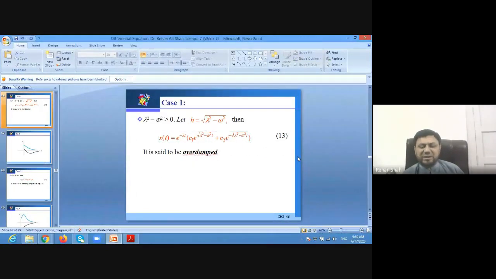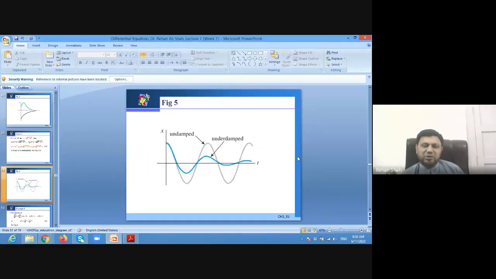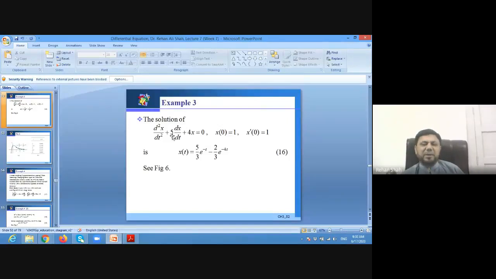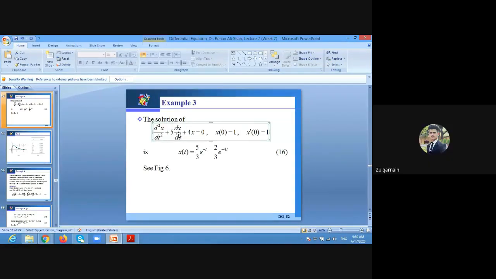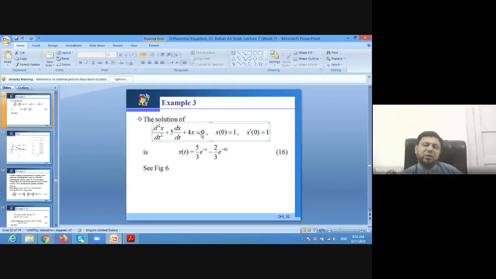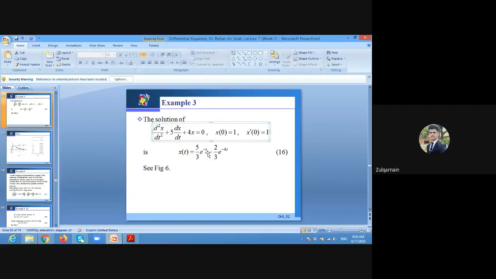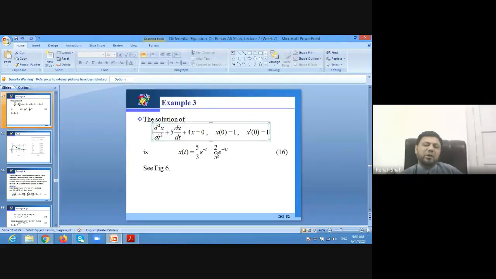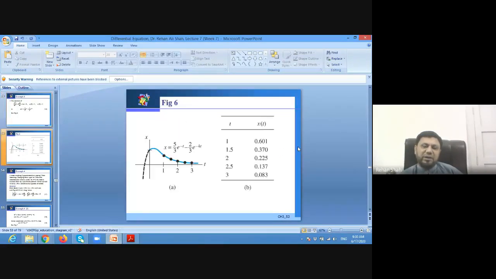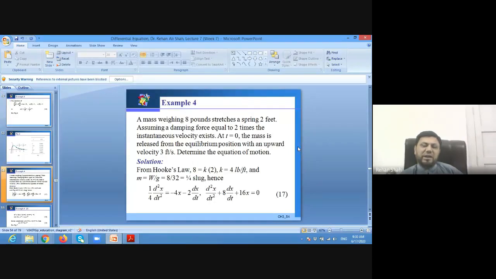If you see, this is simple. Now there is no need of cases. This is an example. What will be its solution? What is the characteristic equation of this equation? m square plus 5m plus 4 equal to 0. If you solve this, you will get C1 e power minus t plus C2 e power minus 4t. If you apply these two conditions, you will get C1 is 5 by 3 and C2 is minus 2 by 3. So this is another example.